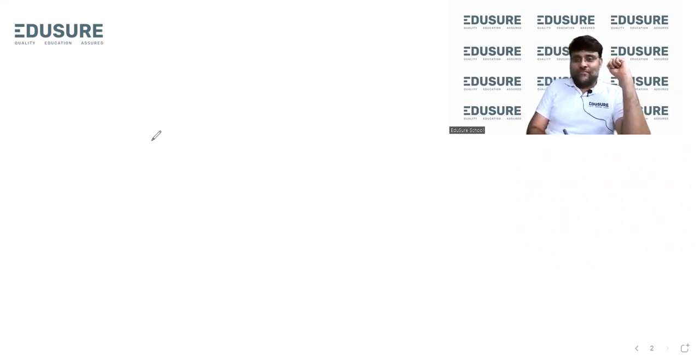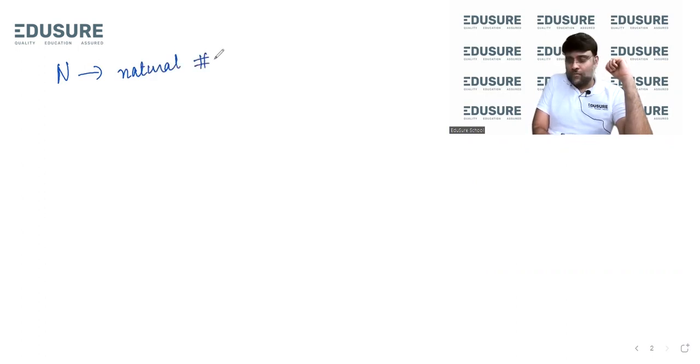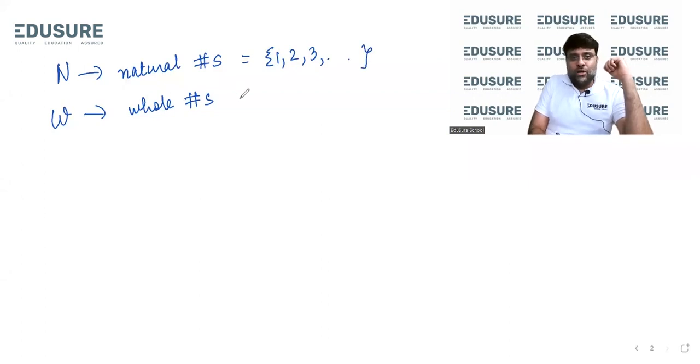It's important for us to understand a few notations of sets. Many times you will be given, "consider the set of all natural numbers N." So capital N usually denotes the set of all natural numbers. The set W denotes the set of all whole numbers. The set of all natural numbers is basically 1, 2, 3, dot dot dot. The set of whole numbers is 0, 1, 2, dot dot dot.